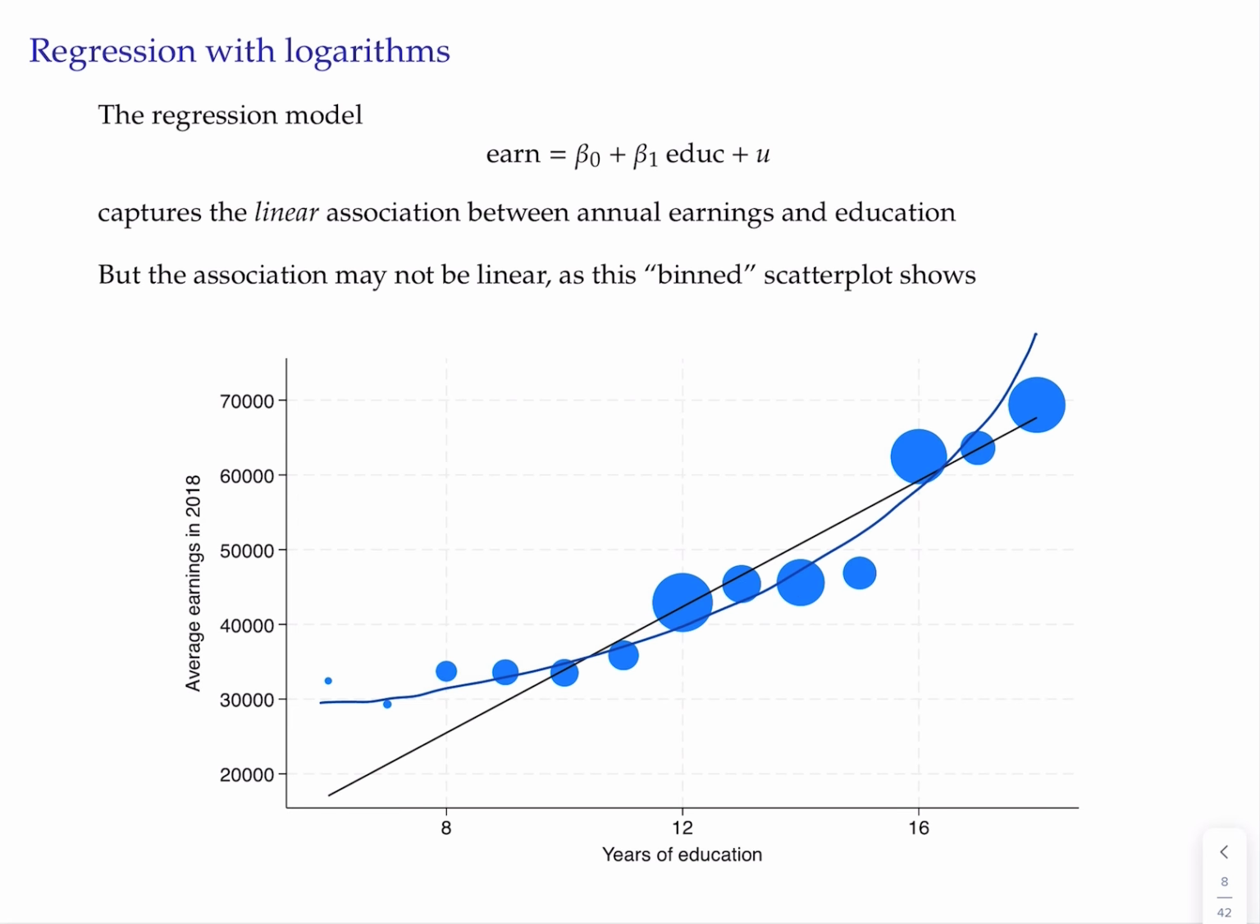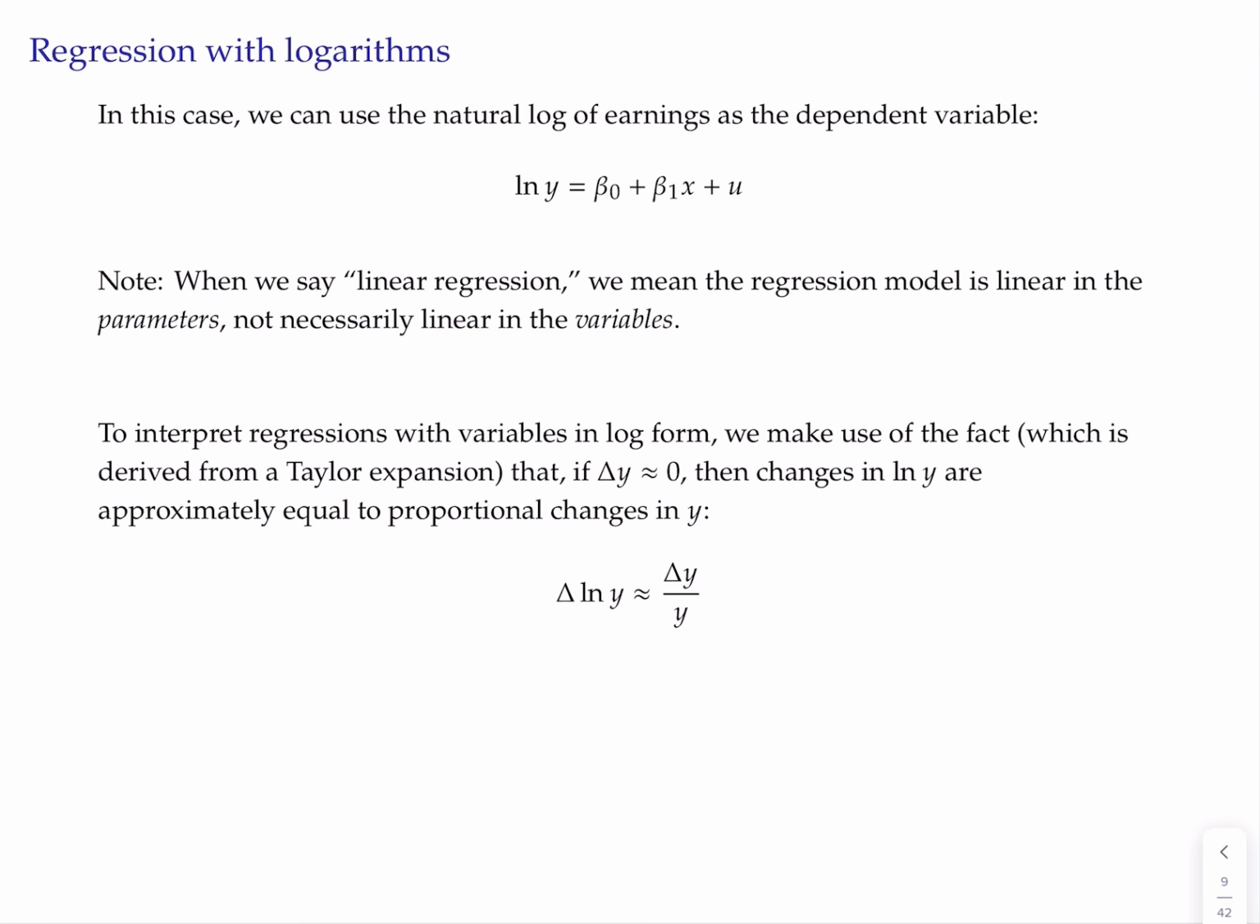And so what we can do in this case is, instead of using earnings on the left-hand side, we can use the log of earnings. By log here, we mean the natural log, ln. Y here, I'll write it generically. And then we have x, thinking of it as education here. This is a linear regression because when we say linear regression, we mean the model's linear in the parameters, that's the betas, not necessarily linear in the variables.